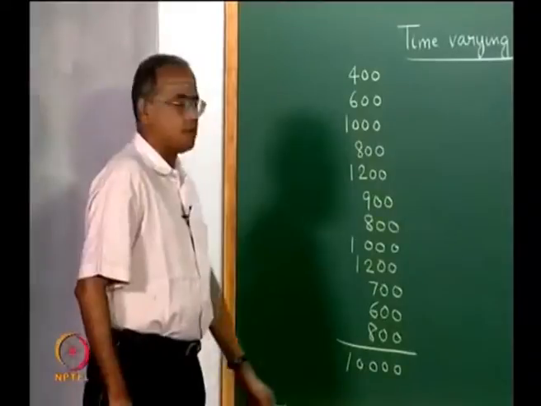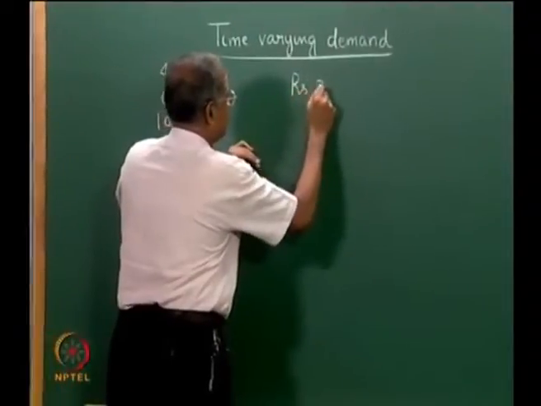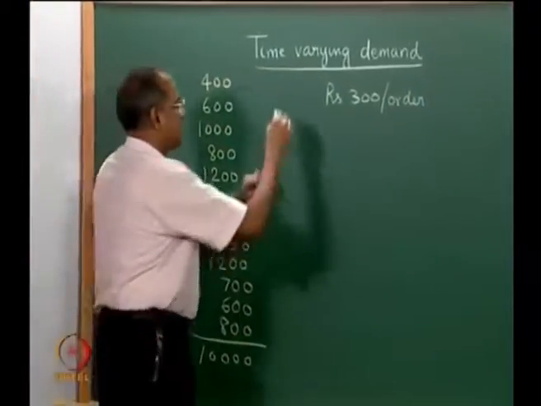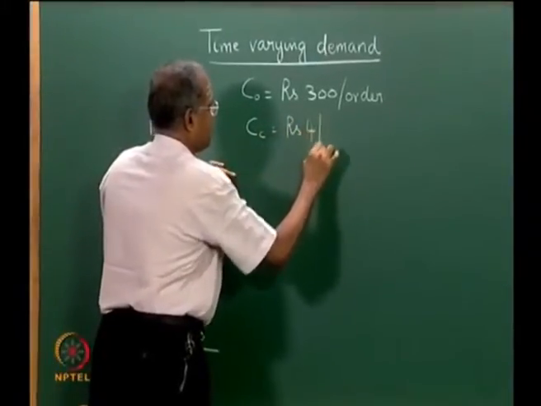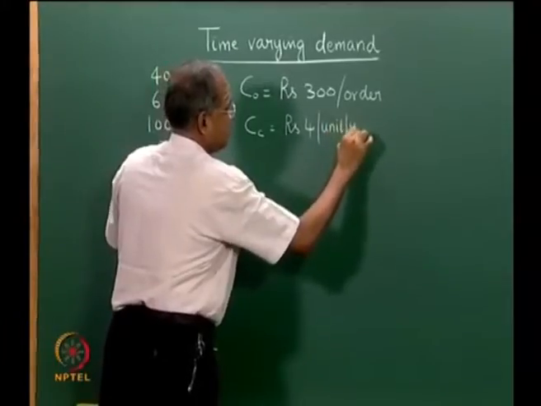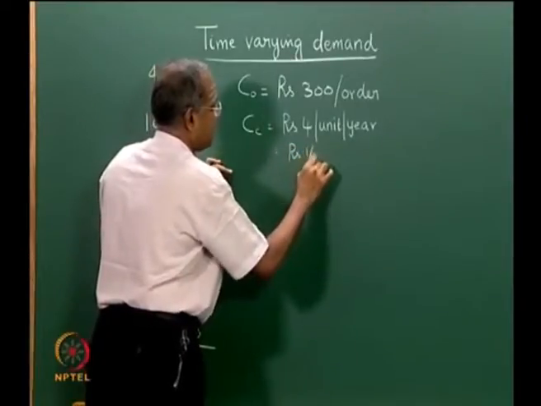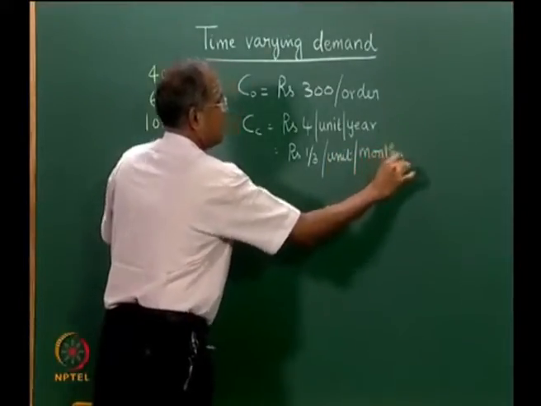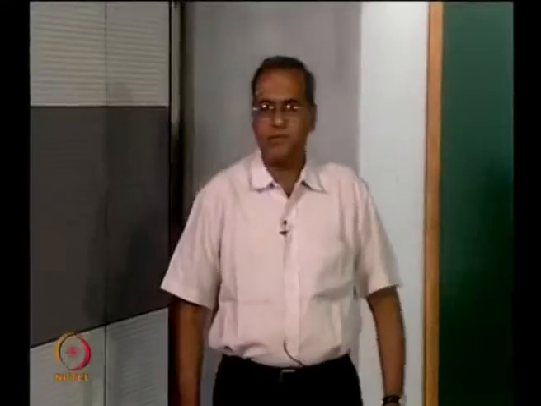Some other data that we used while doing the integer programming is that the order cost C naught is rupees 300 per order and the carrying cost CC was rupees 4 per unit per year, which becomes 4 by 12 or rupees 1 by 3 per unit per month.